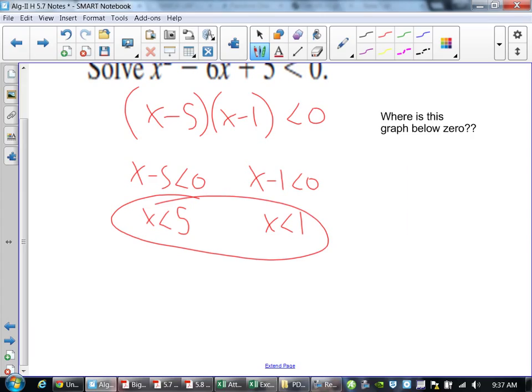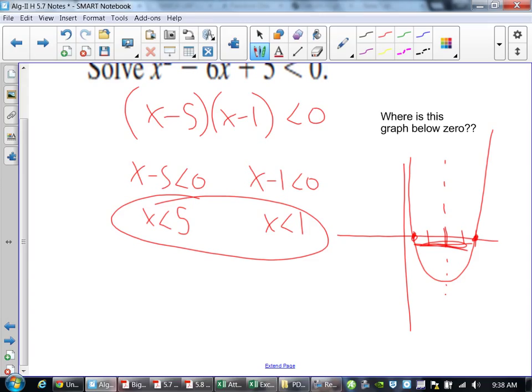Because if you graphed this curve, the axis of symmetry is at what? 3, because we have zeros at 5 and 1. If you think about it, it's up like a cup, so we know that it's going to do this. When is this graph below 0? When you're between 5 and 1. That's what that means.